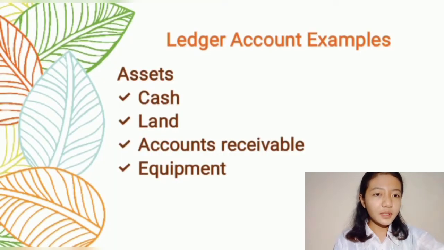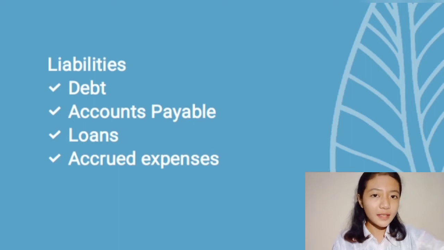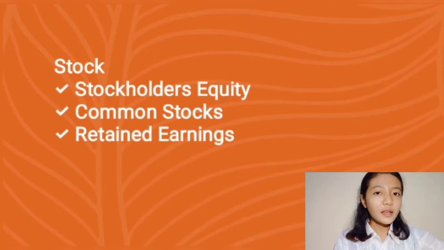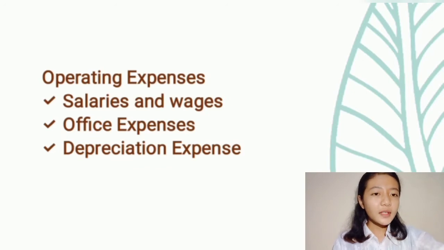Ledger account examples: assets: cash, land, accounts receivable, equipment; liabilities: debt, accounts payable, loans, accrued expense; stock: stockholders' equity, common stocks, retained earnings; operating revenues: sales, service fees; operating expense: salaries and wages, office expense, depreciation expense.